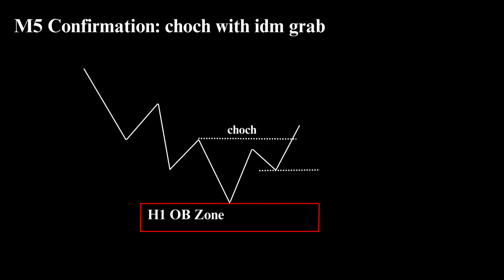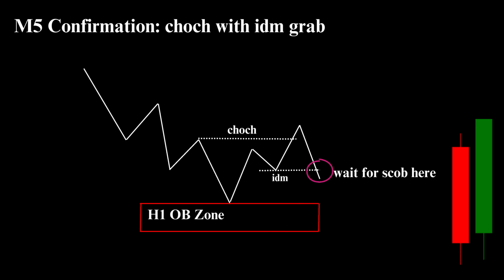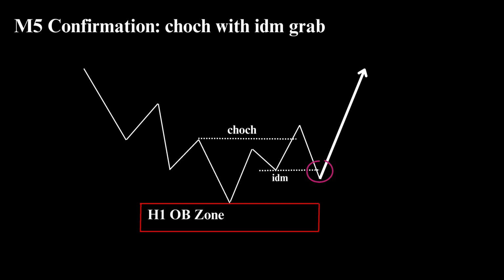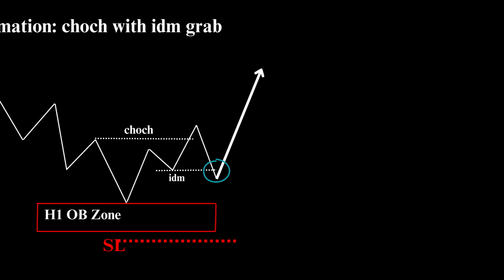This is inducement, a valid pullback after change of character, and this inducement acts as liquidity for a buy entry. So we will wait for price to grab this inducement here plus single candle order block pattern as the last confirmation for entry buy. Remember, stop loss must be below the H1 OB zone right here.